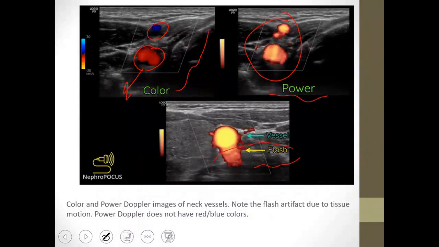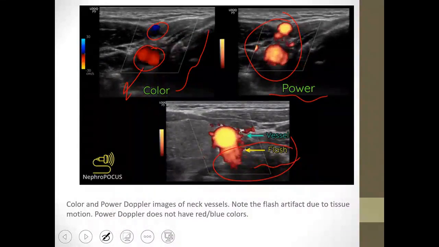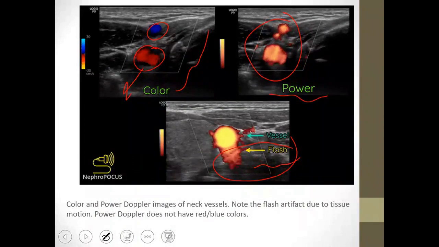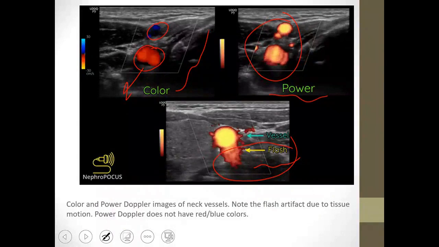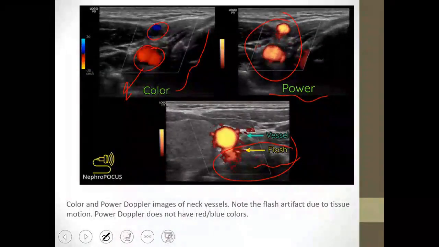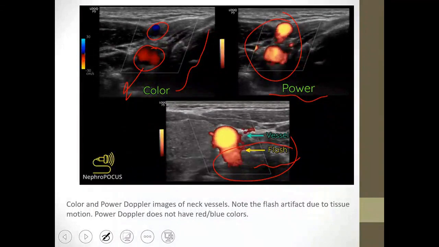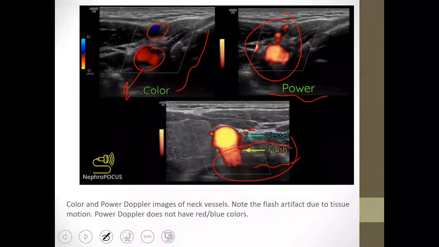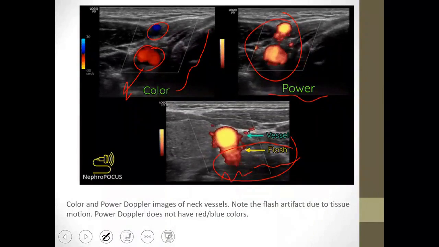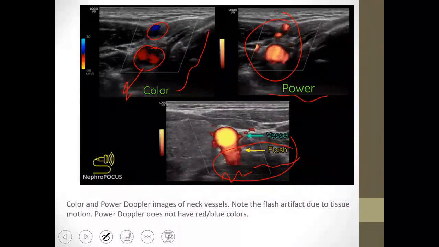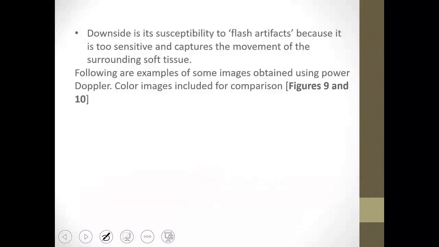In this area, there is a flash artifact, and this is referred to as a flash artifact. Here, it indicates that the sensitivity of power Doppler is high, which means that if there is any flow, even very minimal, to the blood supply or to the tissues themselves around the area of the vessels, it will detect it and give you the existing flash artifact due to its high sensitivity.